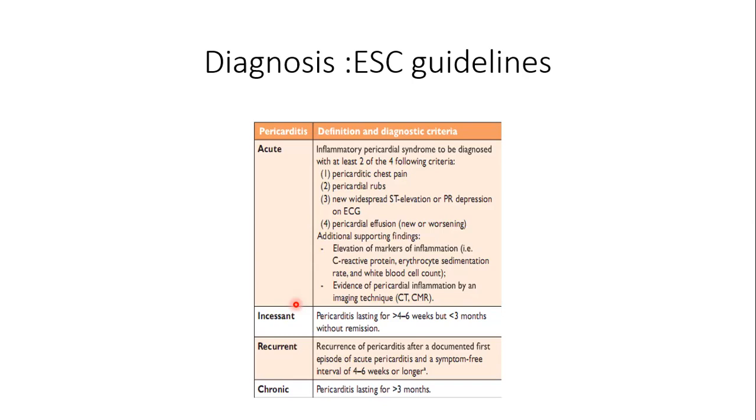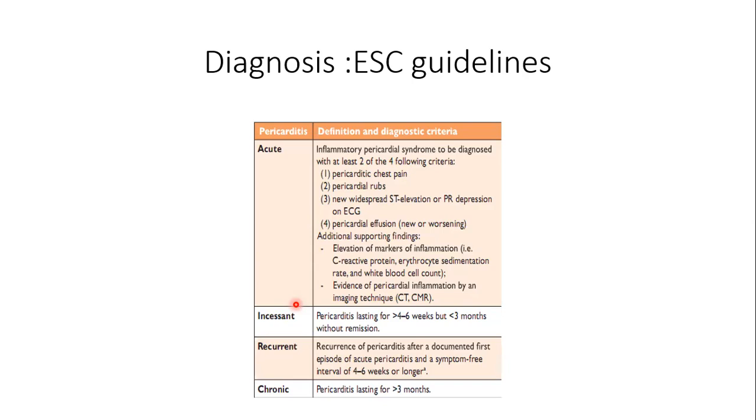But there are also other additional supporting findings, like elevated markers of inflammation, the CRP, the ESR, and elevated WBC, and also CT and cardiac CMR may show pericardial inflammation.